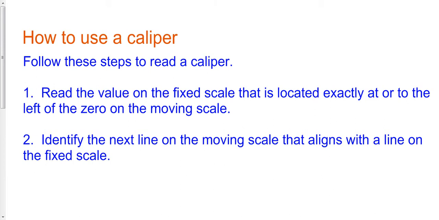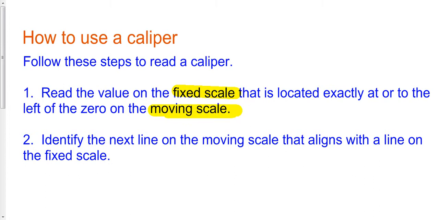So to read a caliper, there are two steps. We have a fixed scale and we have a moving scale. Our first step is to read the value on the fixed scale that is located exactly at or to the left of the zero on the moving scale. So what are the fixed scale and the moving scale?